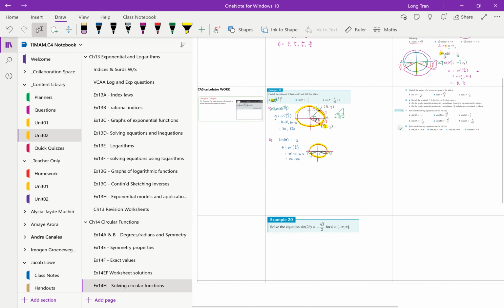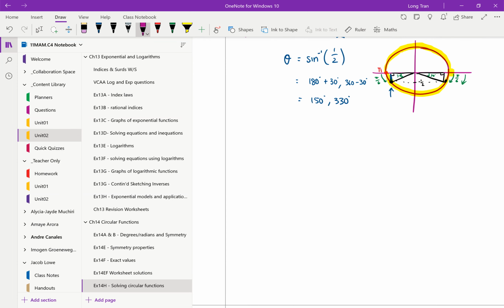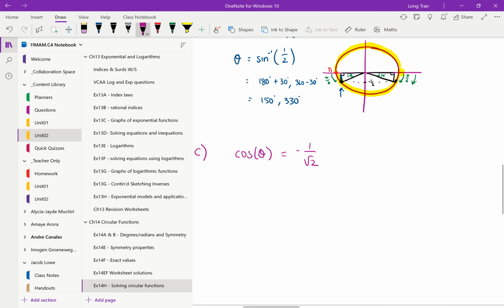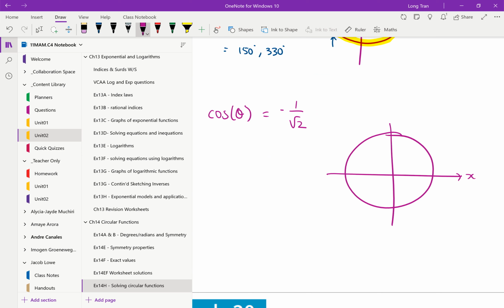This time I'm now going to do the C version, and hopefully you're starting to pick up the pattern here. C, you want the cos of an angle, so cos is the x values, to equal negative 1 on root 2. So again, I'm going to draw my unit circle. Here's my unit circle. Cos is the x-axis, right? When is the x-axis negative? Well, negative is on this side, and I don't know where it is. So I'm just going to write here, negative 1 on root 2.